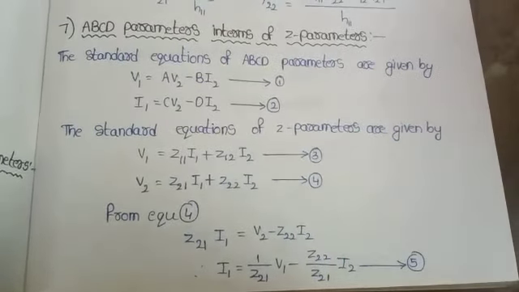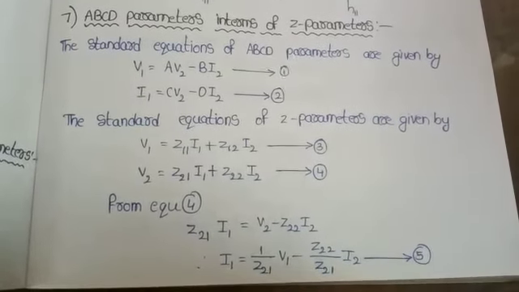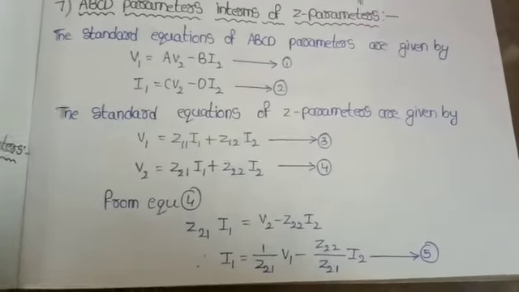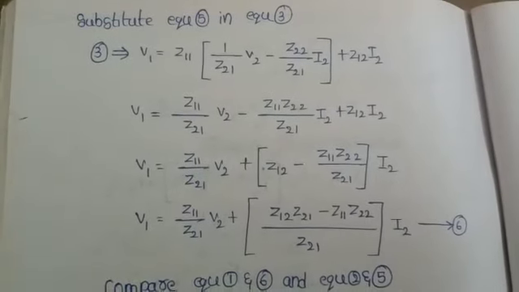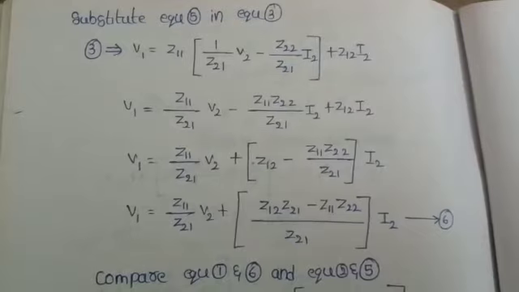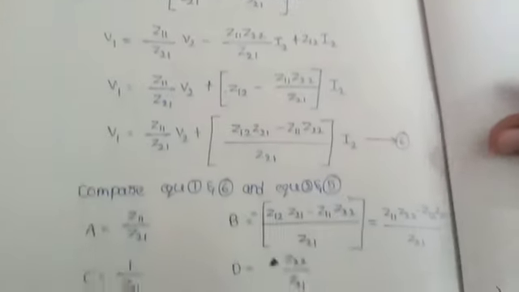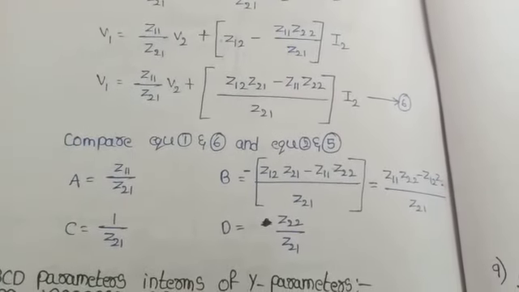As usual from equation 4, Z21 I1 equal to V2 minus Z22 I2. Therefore I1 equal to 1 by Z21 V2 minus Z22 by Z21 I2. So substitute that equation in equation 3. We are getting V1 equal to Z11 multiplied by 1 by Z21 V2 minus Z22 by Z21 I2 plus Z12 I2. So we can expand that one. We are getting the V1 value: Z11 by Z21 V2 plus delta Z by Z21 I2.